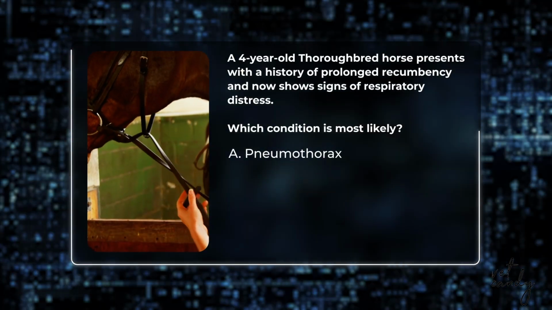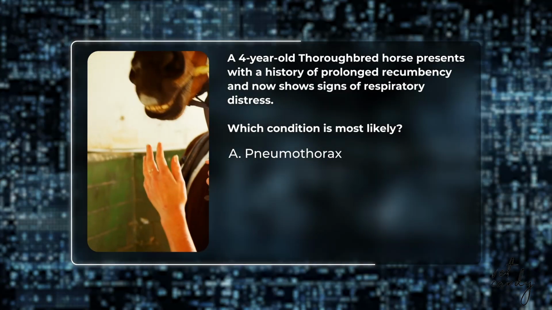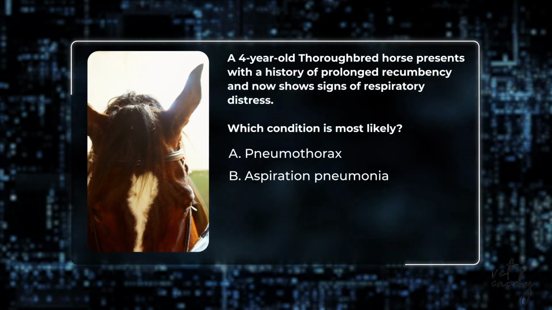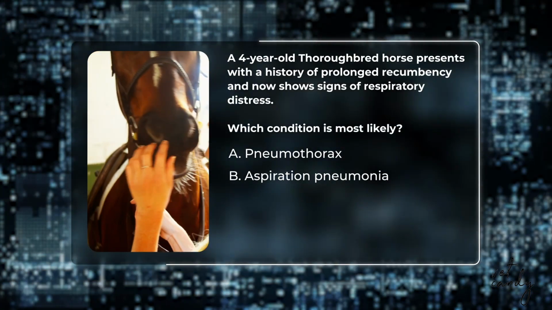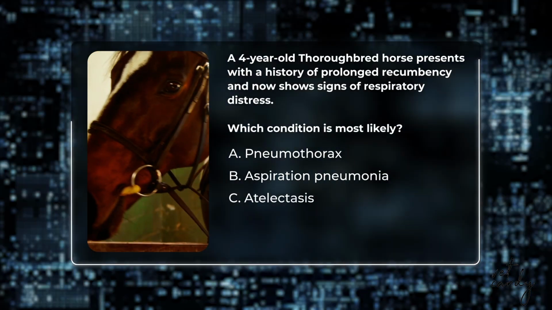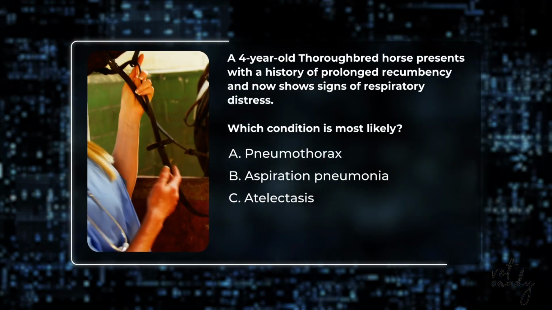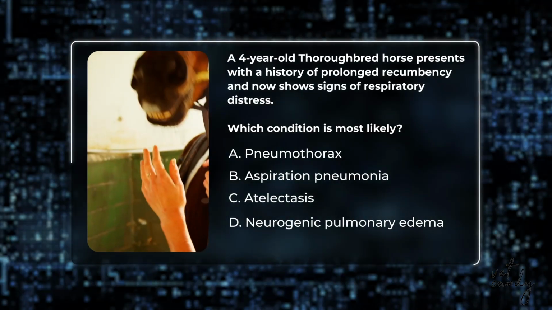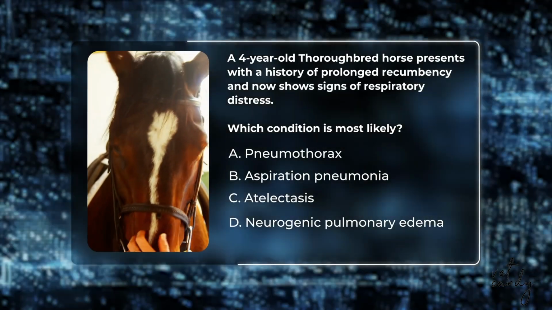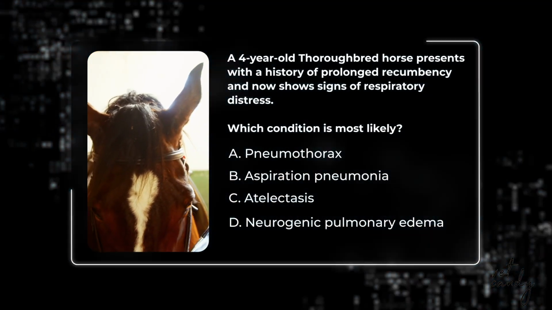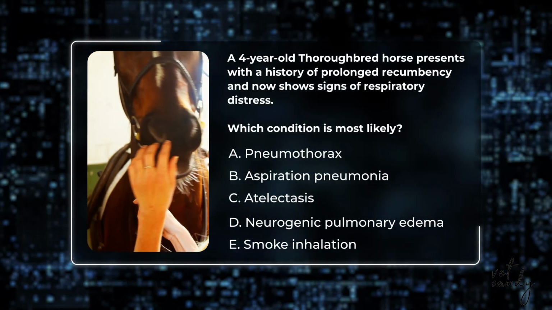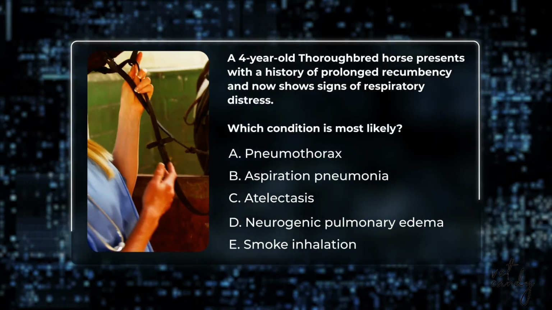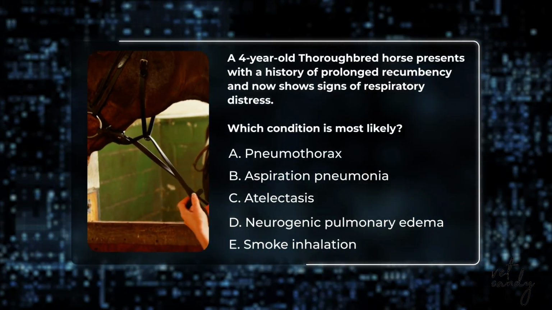Is it A, pneumothorax, accumulation of air in the pleural space, B, aspiration pneumonia, inhalation of foreign material, C, atelectasis, collapse of alveoli due to prolonged recumbency, D, neurogenic pulmonary edema, fluid accumulation due to head trauma, or E, smoke inhalation, inhalation of toxic fumes. Take a moment now to think about what answer you'd like to choose and put it in the chat box below.